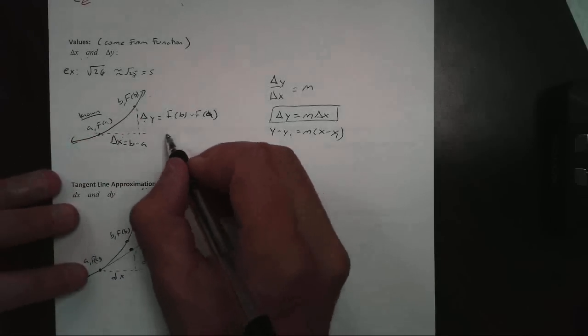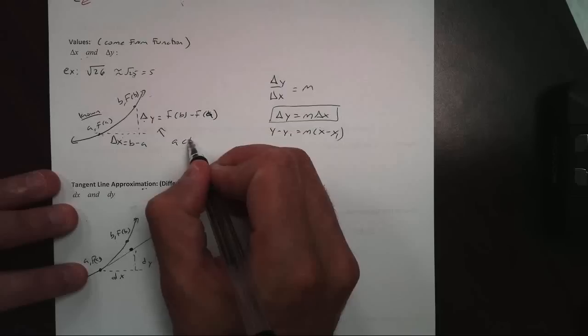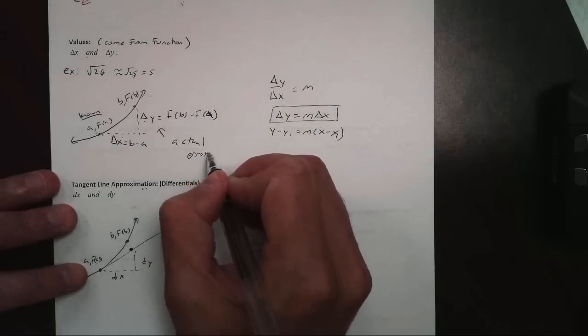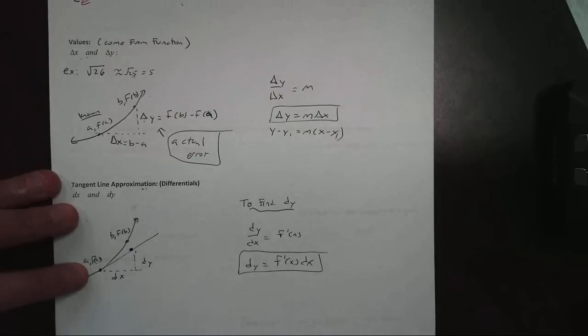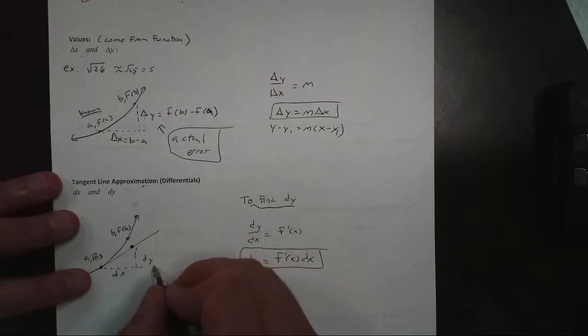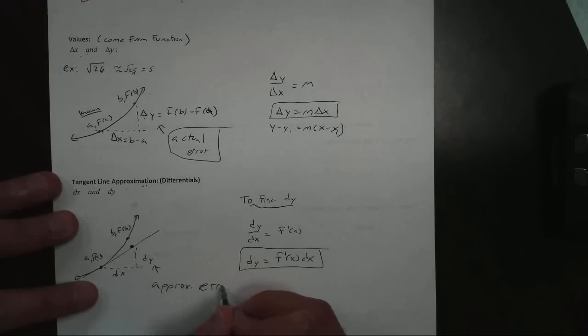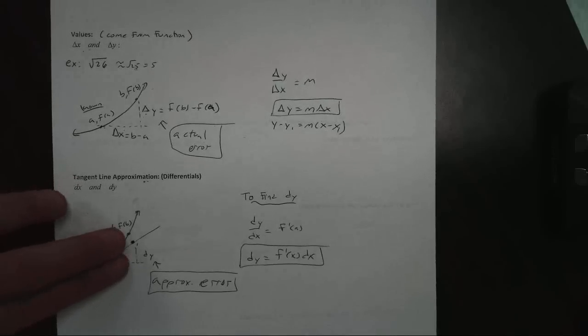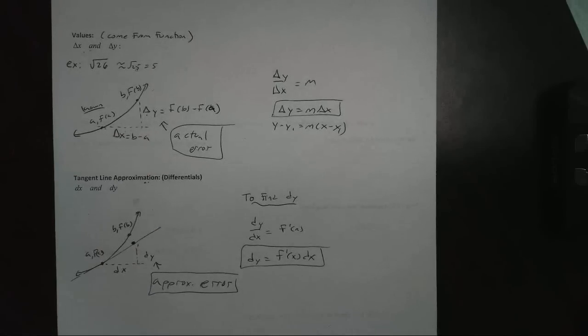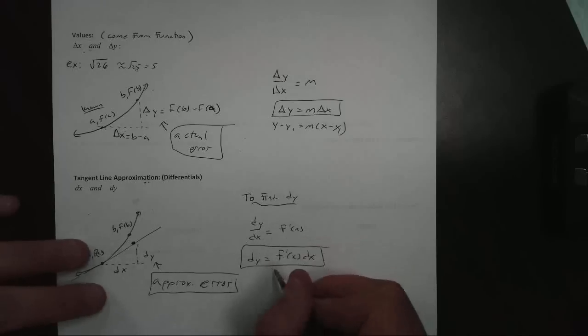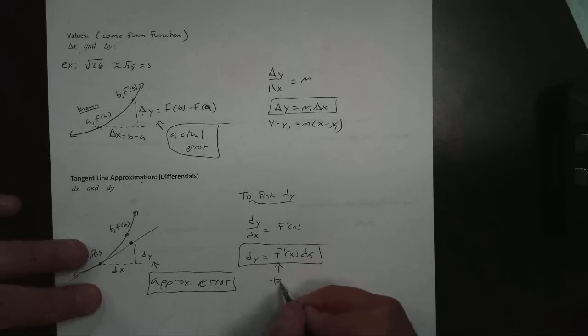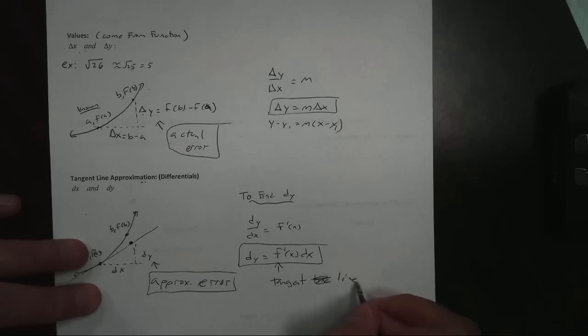Remember, this is what we call the actual error in our estimation. So if we estimate, it's the actual error. This right here is our approximate error. It's the error in our estimation from tangent lines. And if you notice, the tangent line estimation error is a lot less than the actual error. Now again, notice this is our tangent line. This is not the tangent line. Sorry about that.